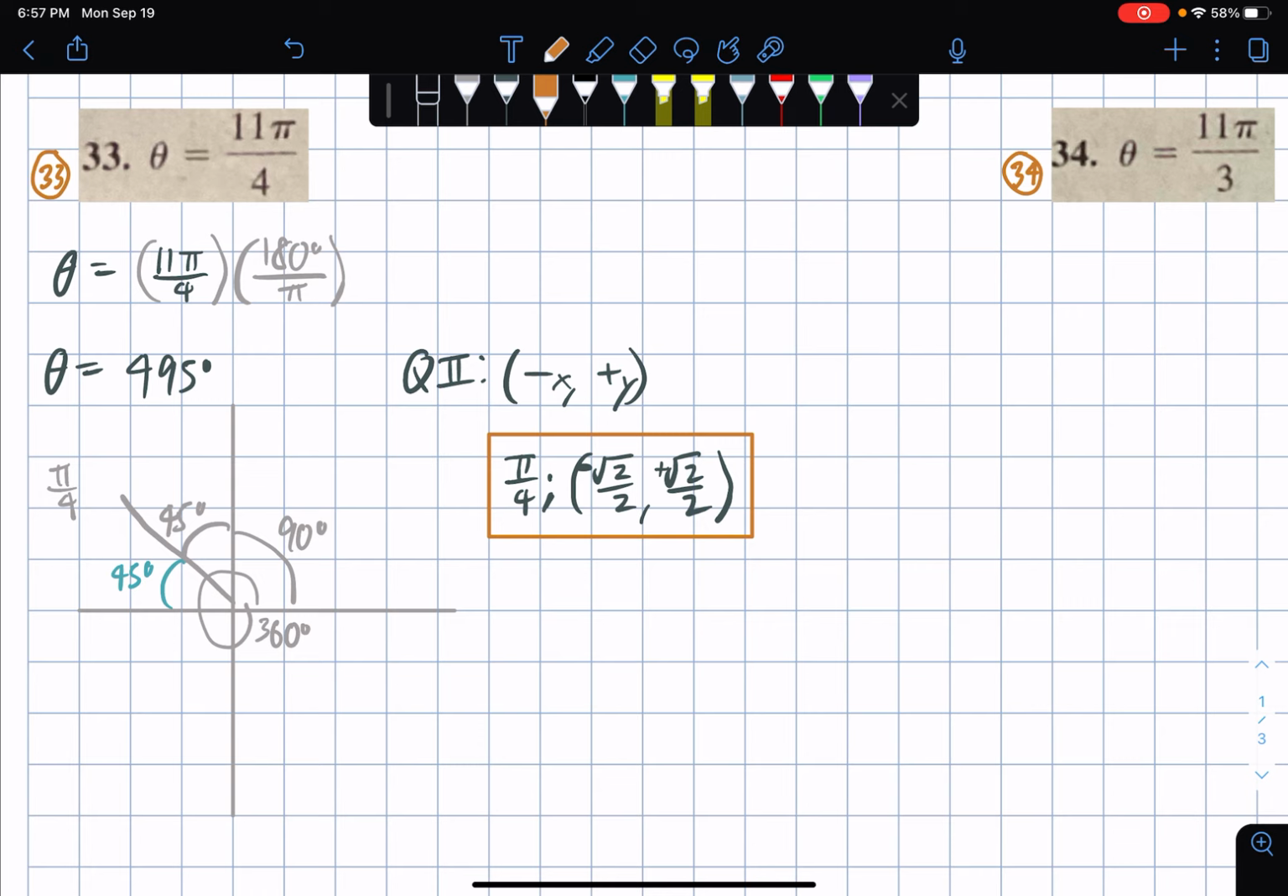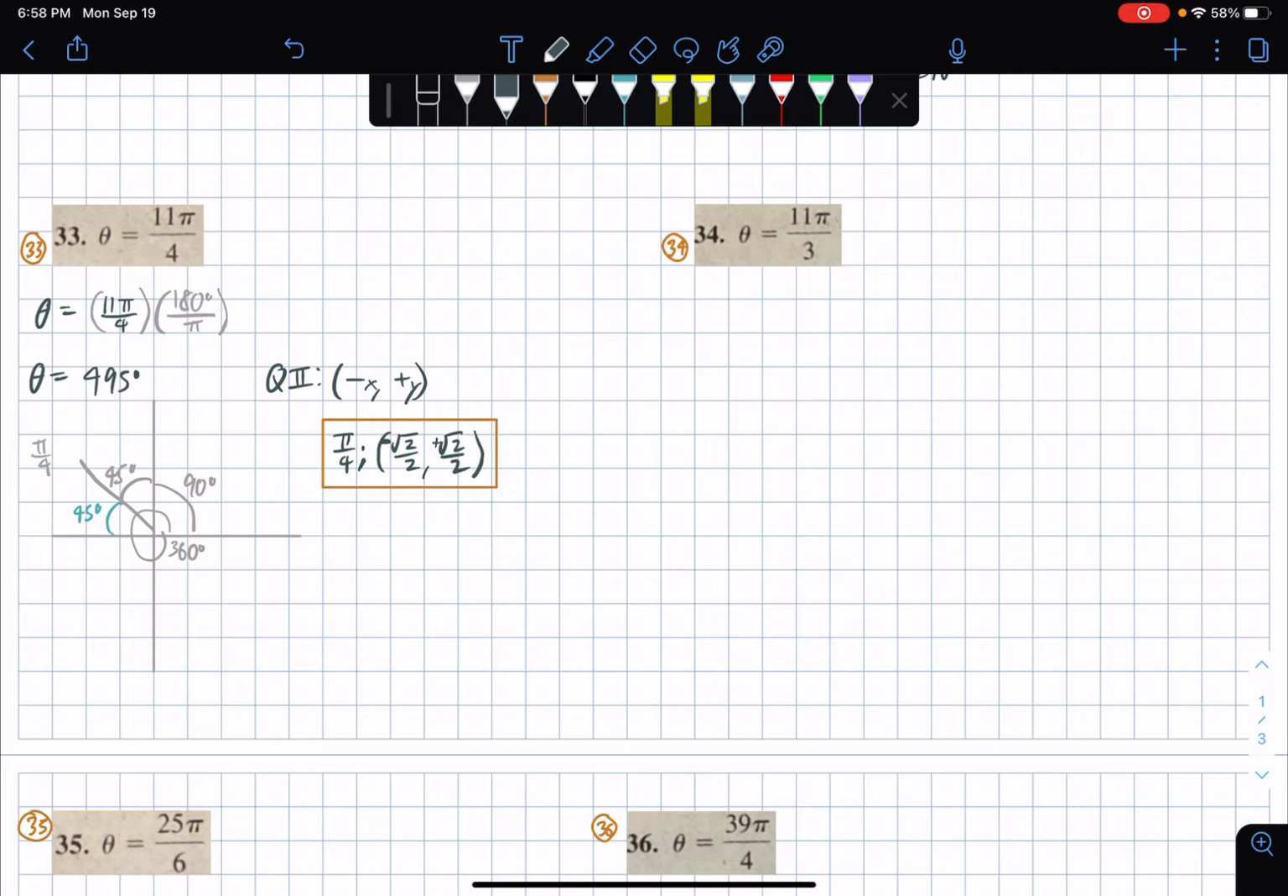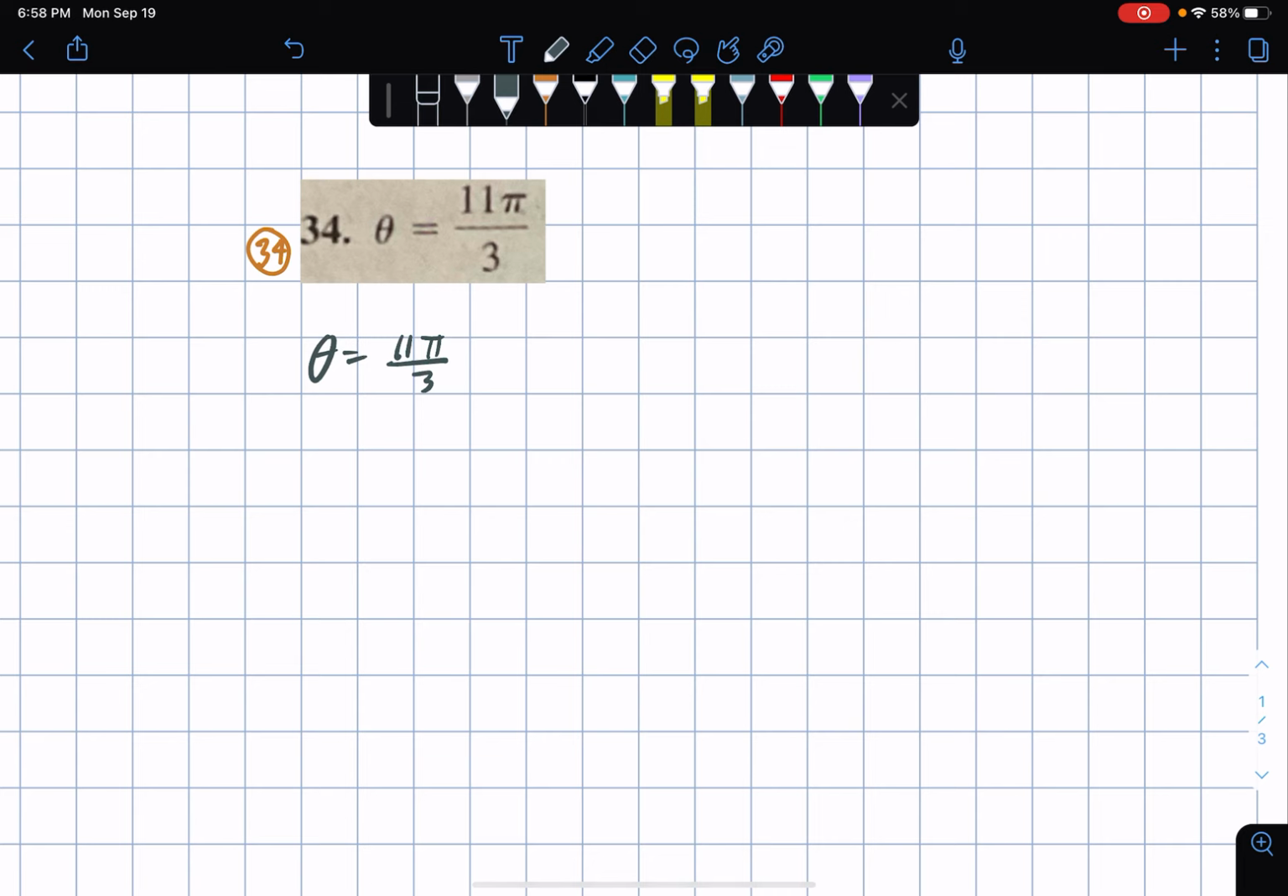Okay, let's move on to number 34. Theta is equal to 11 pi over 3 times 180 degrees over pi. Theta, so put the values in the calculator. 11 pi, oops, dang. Slippery hands can really be disastrous, especially if you're in a rush. So be careful when you type your inputs in the calculator. So we get 660 degrees as theta.